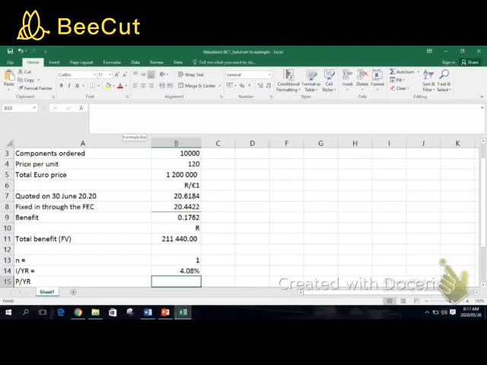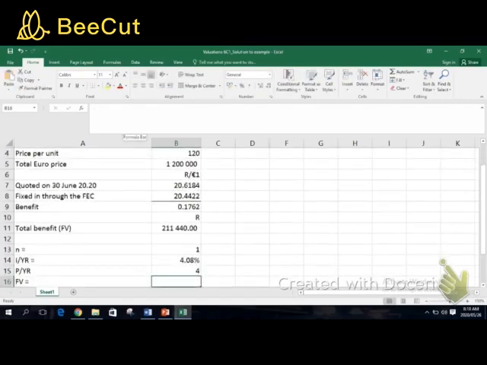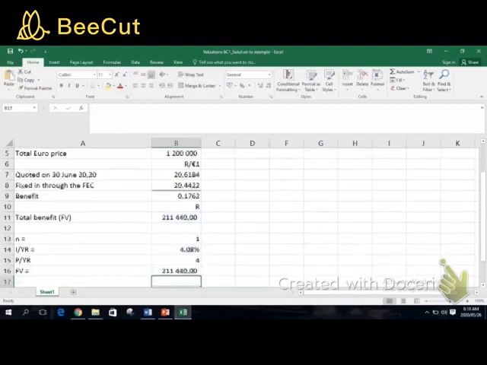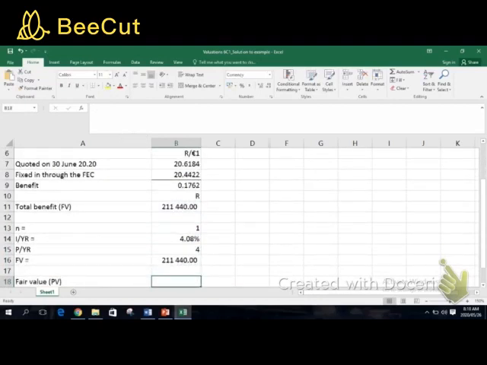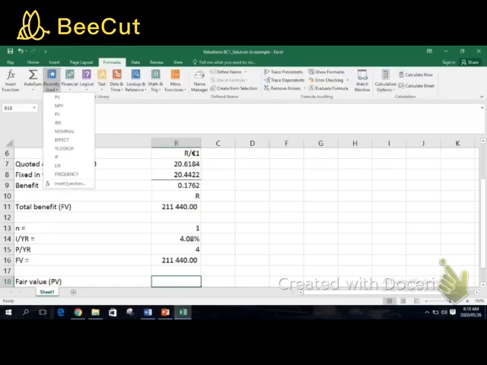So using a spot benchmark rate, we'll use the 3-month JIBAR here, which makes total sense because the period to settlement is 3 months. Now, because that's an annual rate and we are valuing a 3-month period, we need to set the number of periods per year to 4, and I now say the future value is that 211,440. So let's open up Excel.